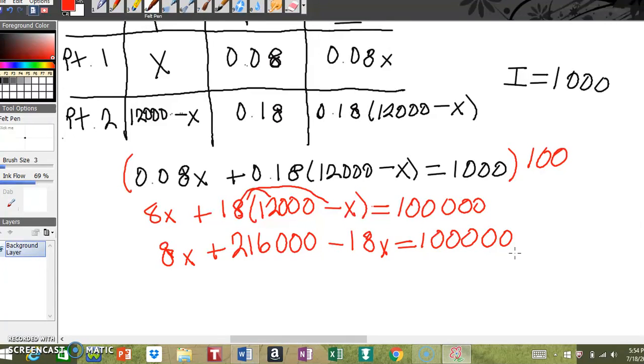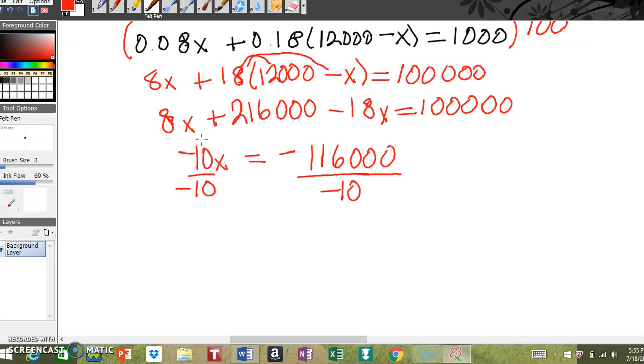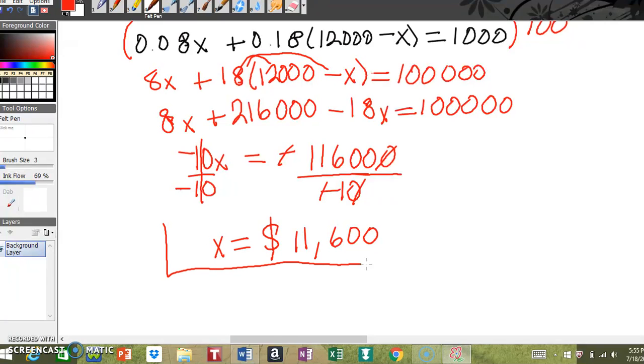Okay. So let's combine our like terms. We get negative 10x on one side equals negative 116,000. And if we divide both sides by negative 10, we get x equals 11,600. And this is dollars. And there is your solution.